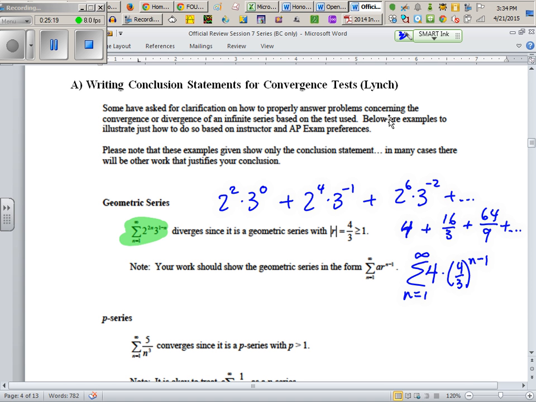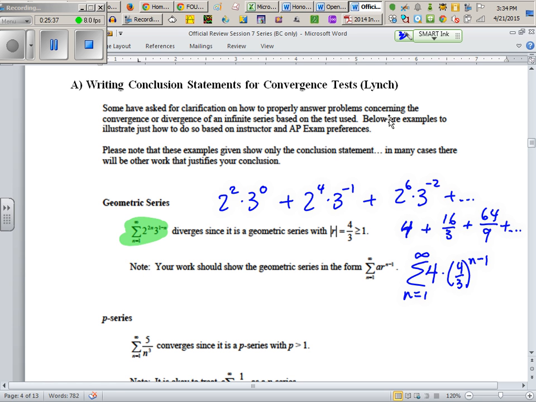Does that make sense? You need to write it like this, and then you can make your defense. This thing is divergent, actually, isn't it? Did I say converge? This one's divergent. R is too big. R is bigger than 1. Greater than or equal to 1, it always diverges.